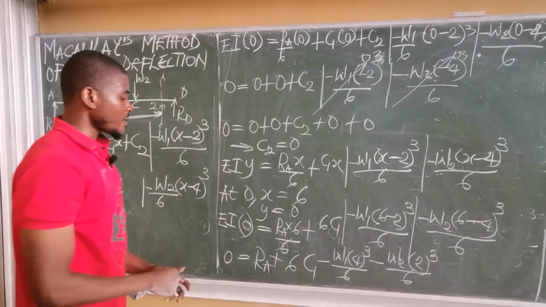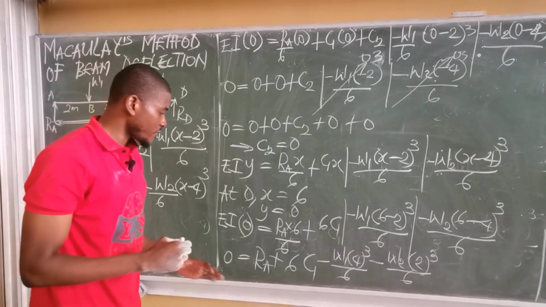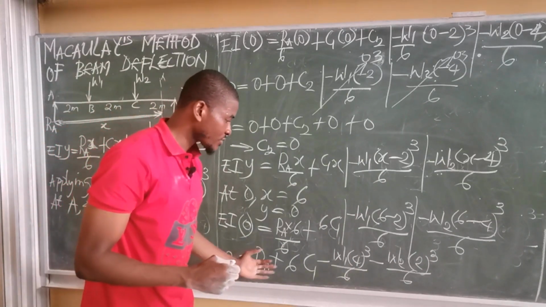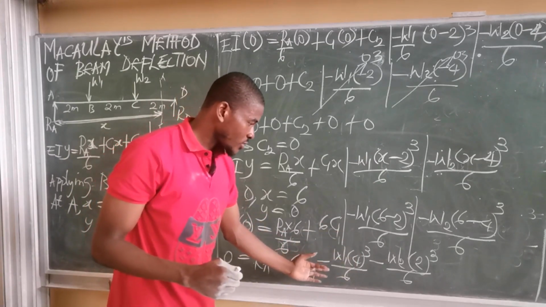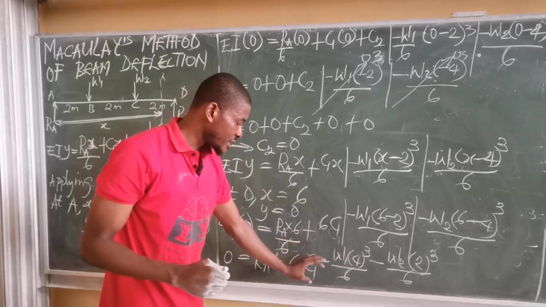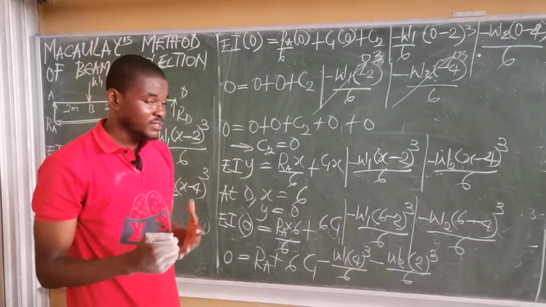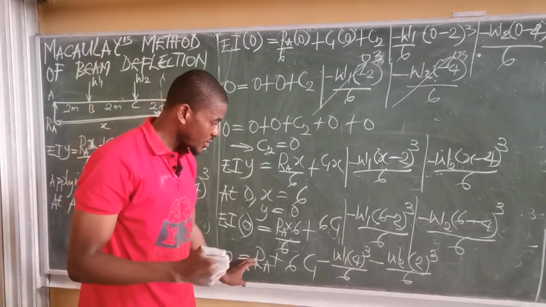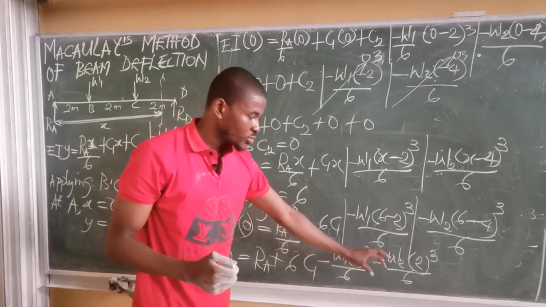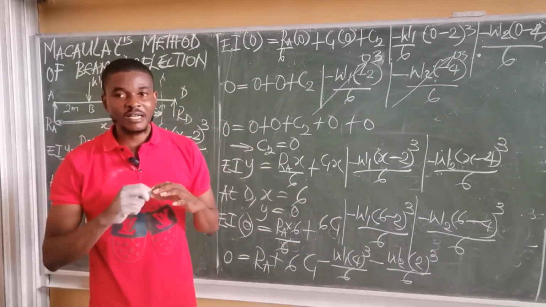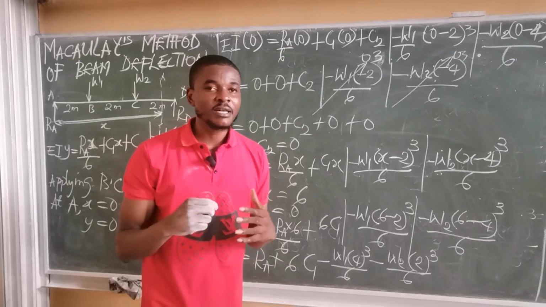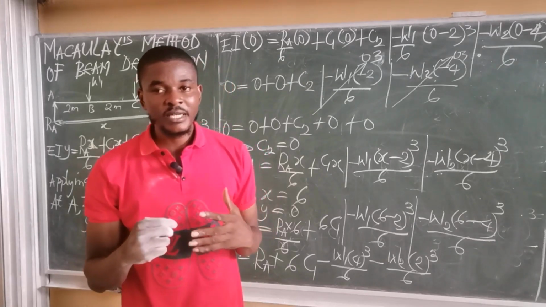All right, guys, I think I'll pause the video here. Of course, this reaction does not actually have a value, and W1 does not have a value. So to actually obtain a real value for C1 will be a little bit tedious, because we're going to have the values in terms of RA, W1 and W2. So let's just pause the video here. But in general, that is the idea behind Macaulay's method of beam deflection.